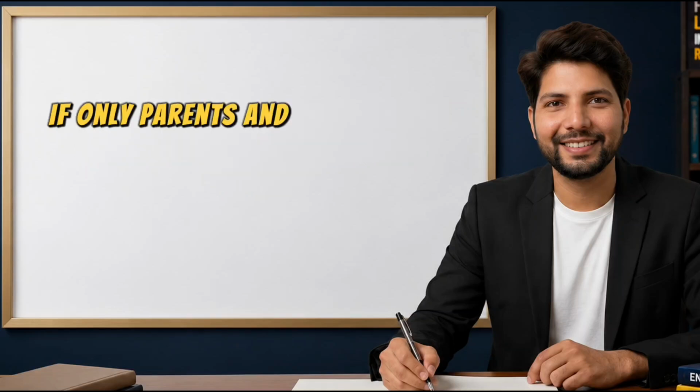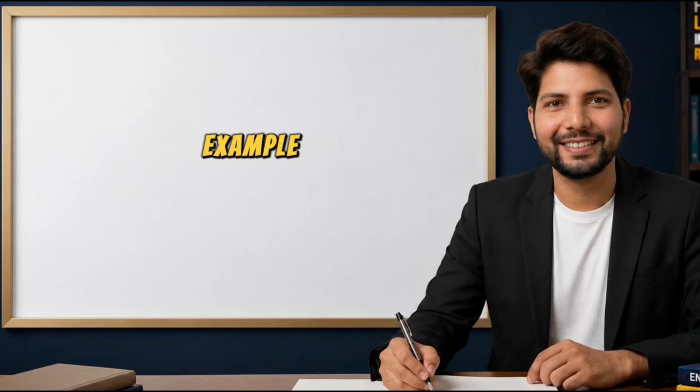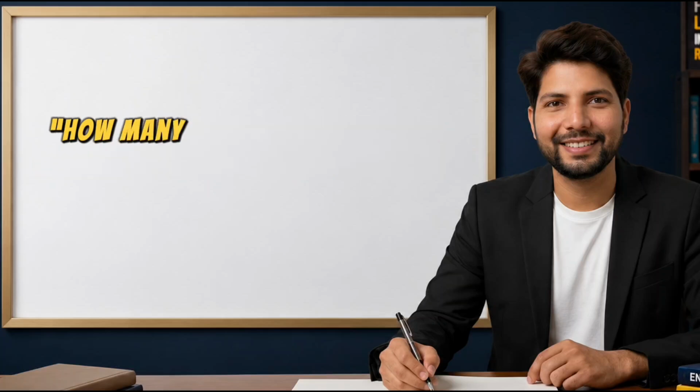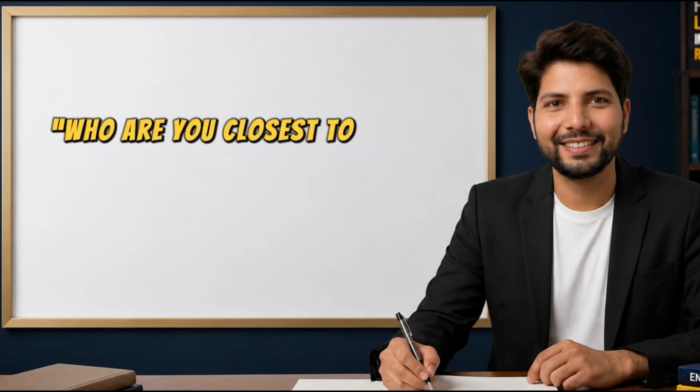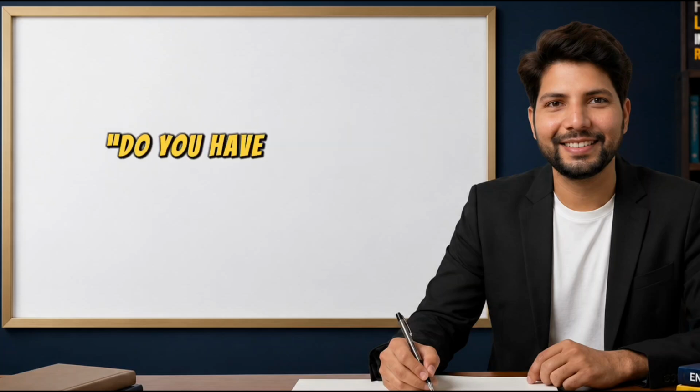If only parents and children live together, it is called a nuclear family. Example, we are a nuclear family. Now, let's learn some common questions people ask about family. How many members are there in your family? Do you have any siblings? What does your father do? Who are you closest to in your family? Do you live with your parents? Are you married? Do you have children?